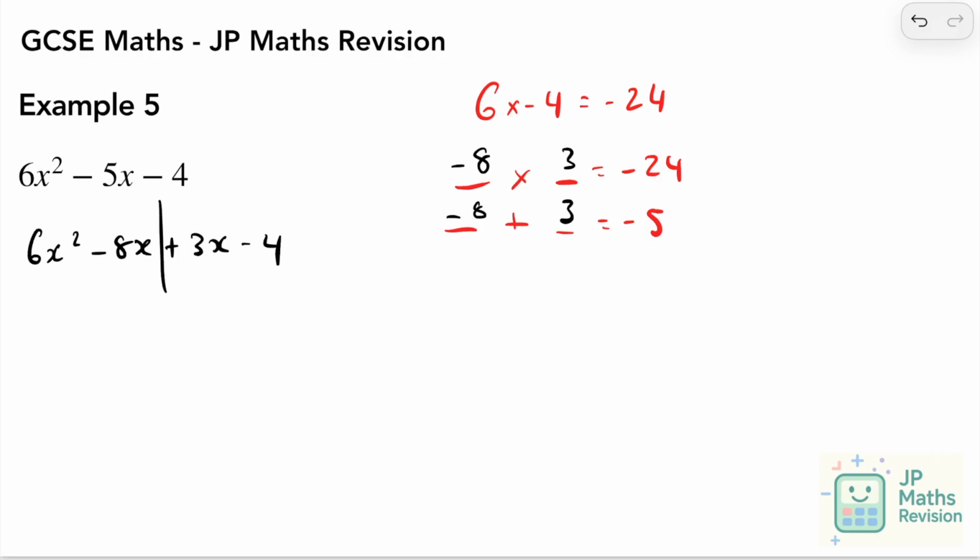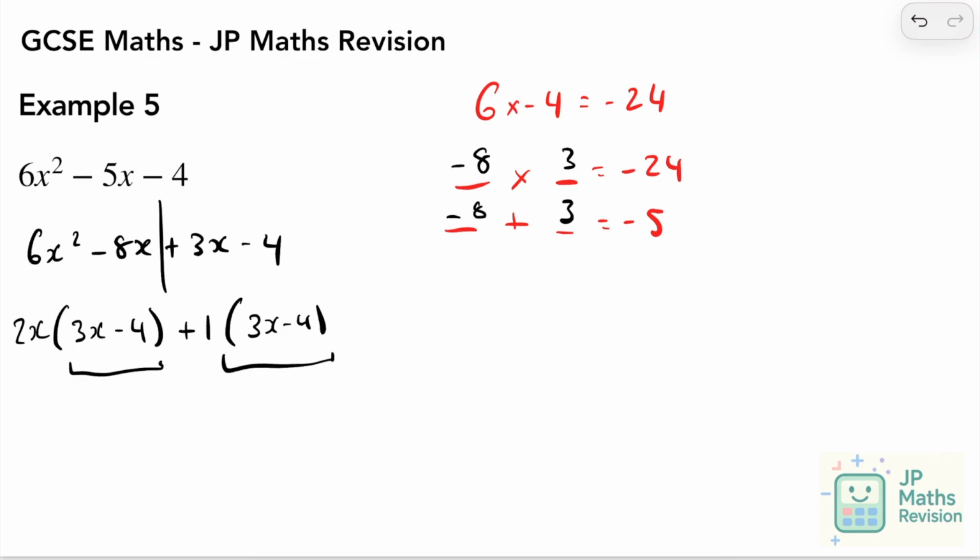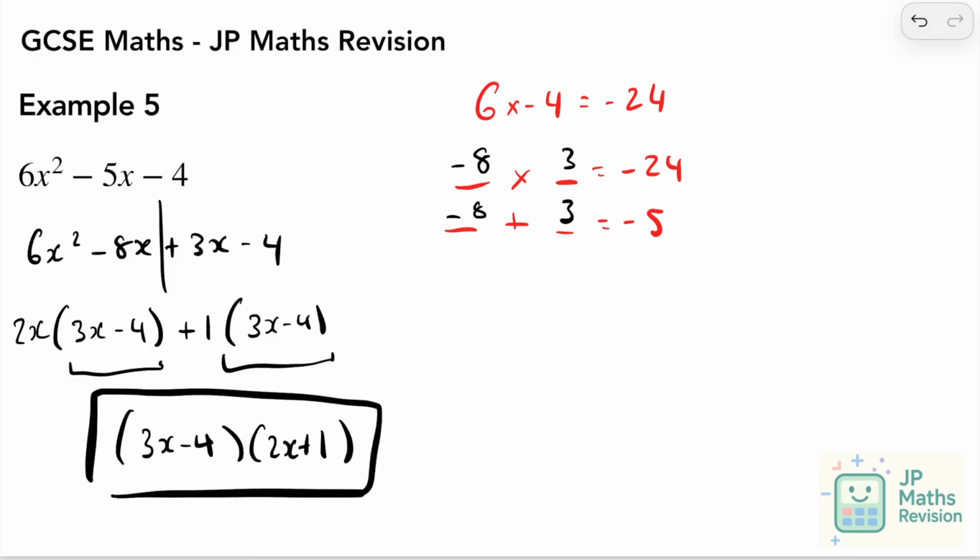And then we're going to split it down the middle and factorise both halves. So the left half, we know that 2x goes into both of those terms, so it's going to be 2x times 3x minus 4. And then it's going to be plus 1 times 3x minus 4, because 1 is the only number that goes into both 3x and minus 4. And then again, we can see our answer appearing. So we've got 3x minus 4 times 2x plus 1, and that is our final answer.